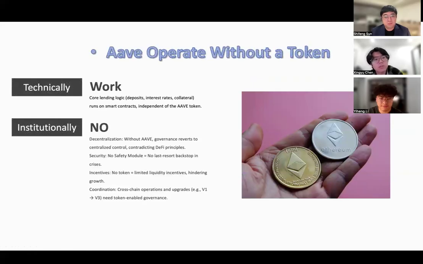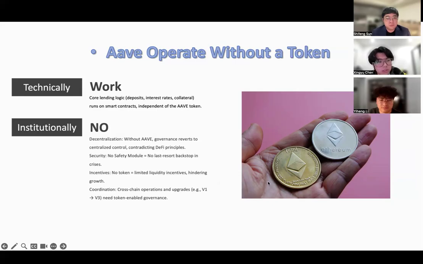So finally, it's about whether Aave can run without a token. Technically, the answer is yes. The core borrowing and lending logic is all built into smart contracts and doesn't directly rely on AAVE. But from an economic and governance perspective, the token is essential. Without AAVE, governance would have to go back to being centralized under the development team, which would go against DeFi's core principles. And there would be no built-in insurance mechanism to cover system risks, and no sustainable way to incentivize liquidity providers and users over the long term.